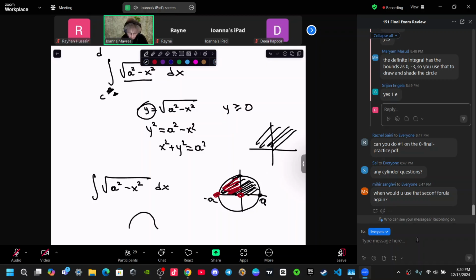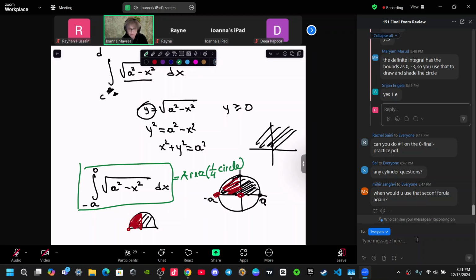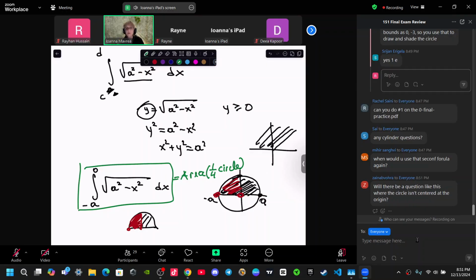Again, I have the top part unless somebody changes the limits on me, that restricts me. So if I go from negative a to 0, then I only have this part. So this integral measures the area of 1/4 of a circle. Doesn't matter which quarter, it's still a quarter of a circle. I use geometry to write the area of a circle and divide by 4. That gives me the red area.